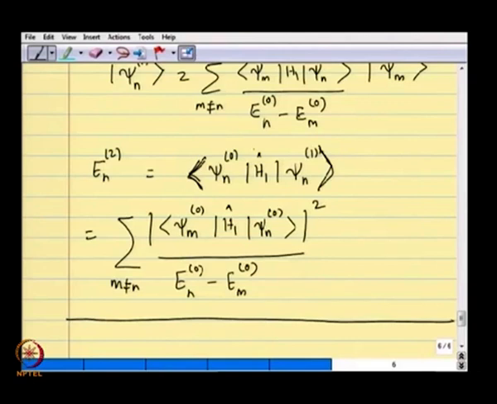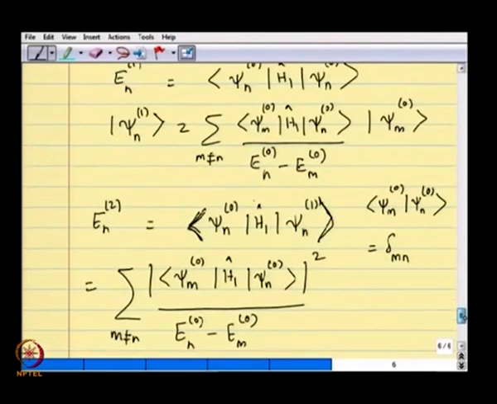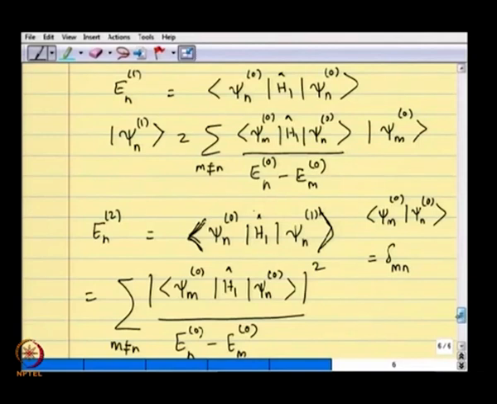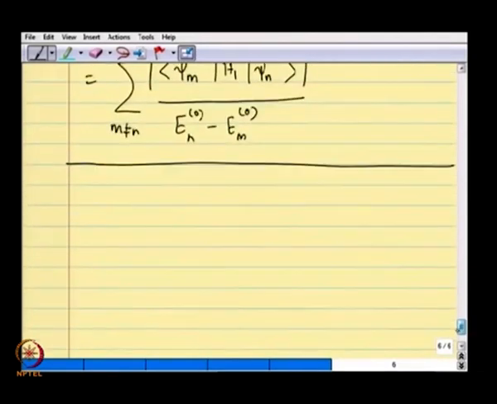These are the three most important results, and of course we have used the condition that psi m 0 with psi n 0 is the Kronecker delta m n, which is 1 if m is equal to n or 0 if m is not equal to n. So this together is a summary of the two lectures that we have, and in the remaining time we will start looking at one or two simple examples of how to apply these formulas.